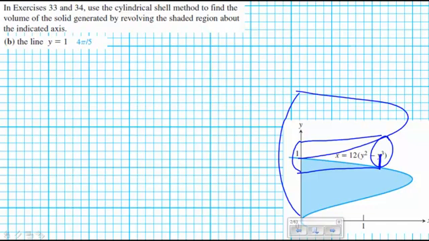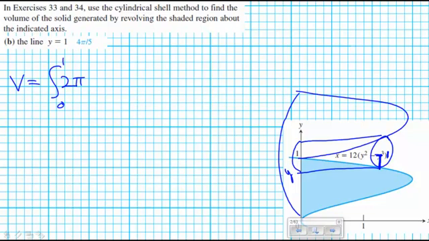Here's my radius. And now the volume is going to be, again, from 0 to 1, because that's the values of y that cover the region that I'm spinning around. 2 pi, because we're going to convert a radius into a circumference. And what is this radius? Well, if this is some typical y value, and this is the value 1, this radius is 1 minus y.